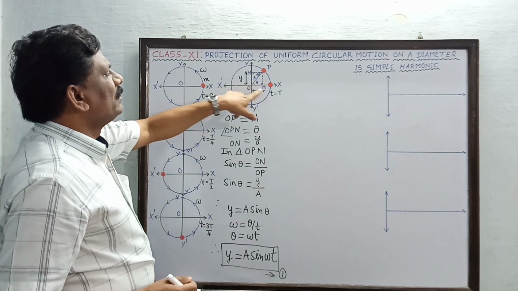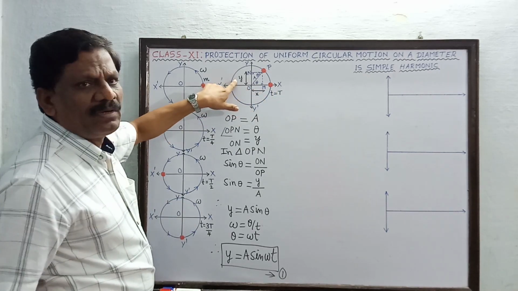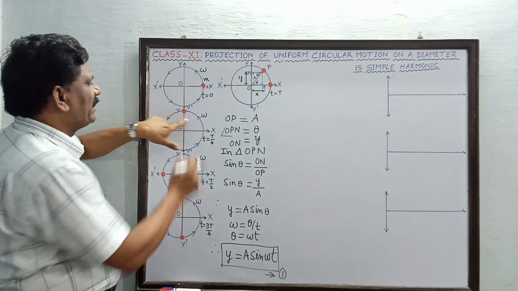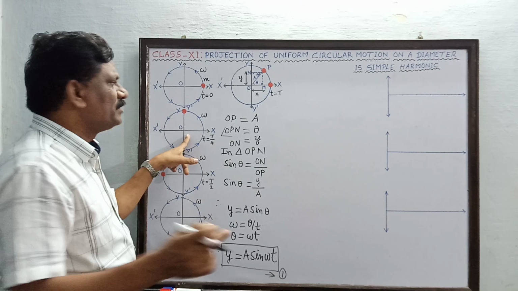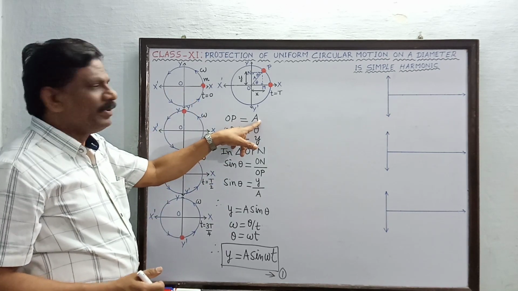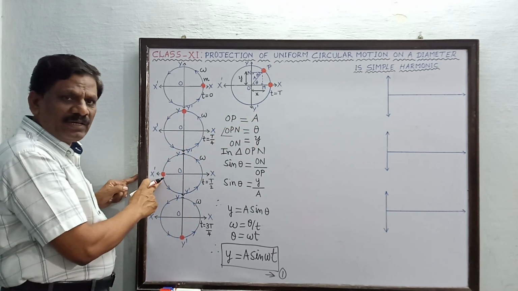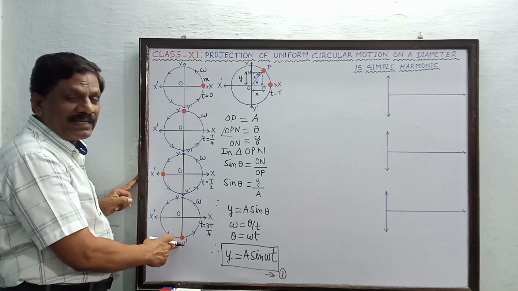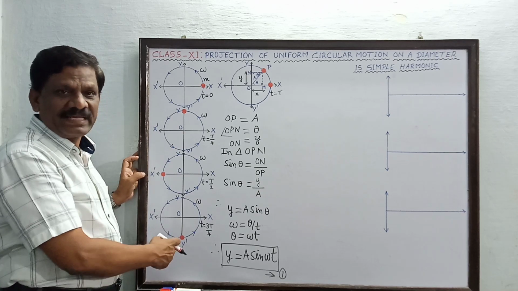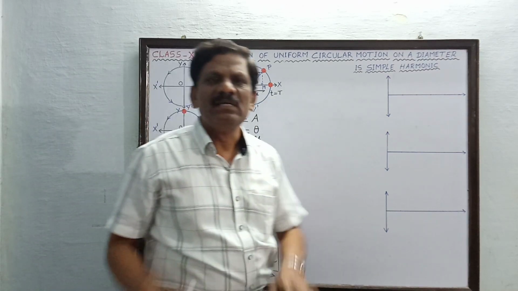At the same time, see when the particle is at this position, that is when theta is equal to 0, y will be equal to 0. And at this position, y is maximum. So what is the maximum value of displacement here? That is equal to the radius OP or A. Then again when the particle is coming here, the displacement is 0. Then when the particle is reaching here, can you see that the displacement becomes maximum but in the negative direction. So it is negative maximum. Once again when the particle reaches here, the displacement becomes 0.